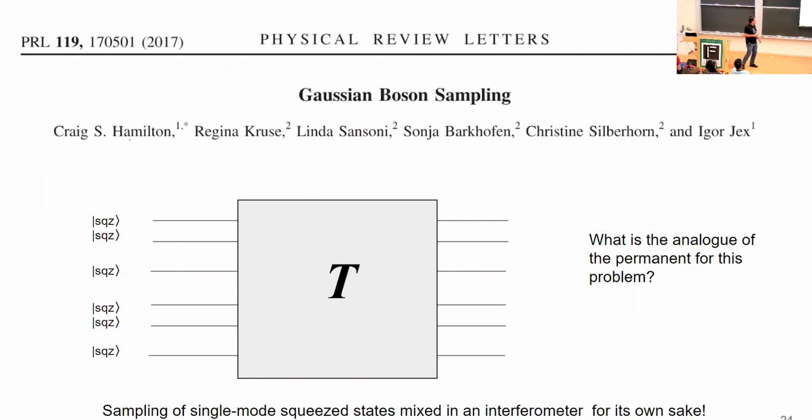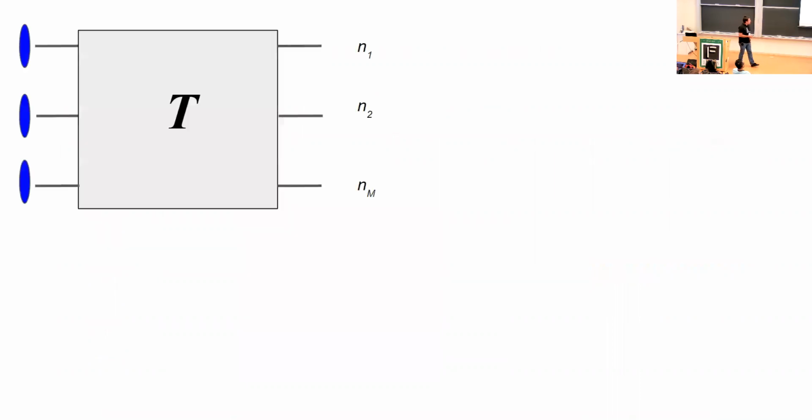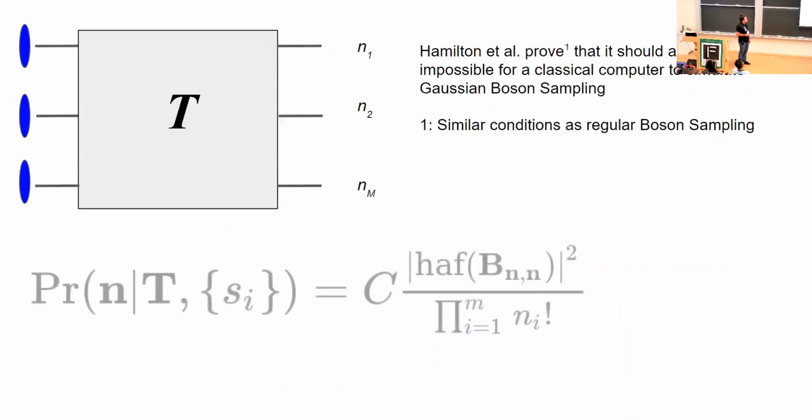So this is the main idea. This was proposed by Craig Hamilton and Igor Jex, who are, or well, at least Craig was based in Prague, and Regina, Linda, Sonia, and Christine Silberhorn, who are in Paderborn. They said, okay, let's study this problem directly, the problem of sending squeezed light in all the modes into an interferometer. And so the first question that we want to answer is, well, what is the function that describes the probabilities of this event? And so they set out to do that, and they find that it is related to this quantity here called the Hafnian.